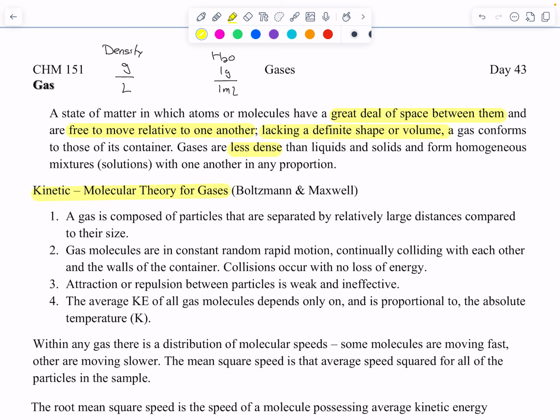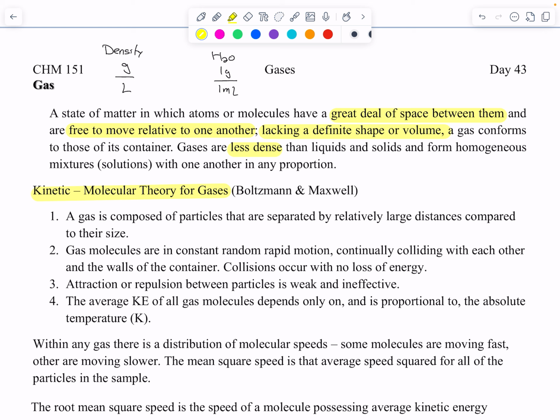So gases are composed of particles that are separated by relatively large distances compared to their size. So we're going to assume that the gas molecules are very far apart. Now, you move your hand up and down or left and right, you can feel the air, and it's like, well, it's everywhere on my hand. But relative to the particle size, the particles are still very far apart.